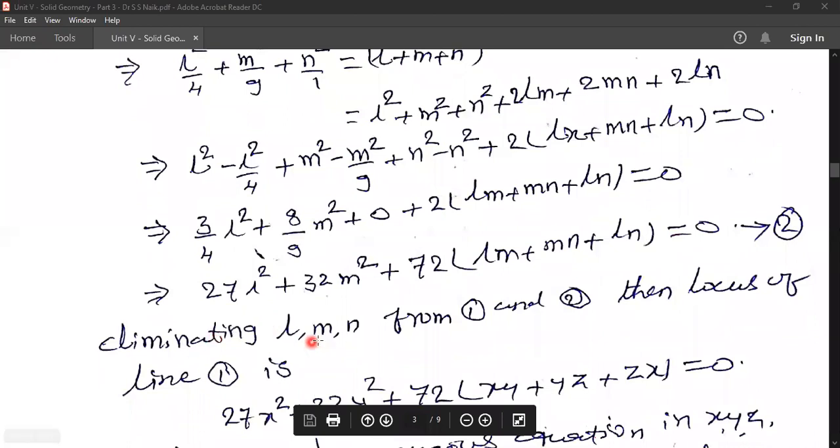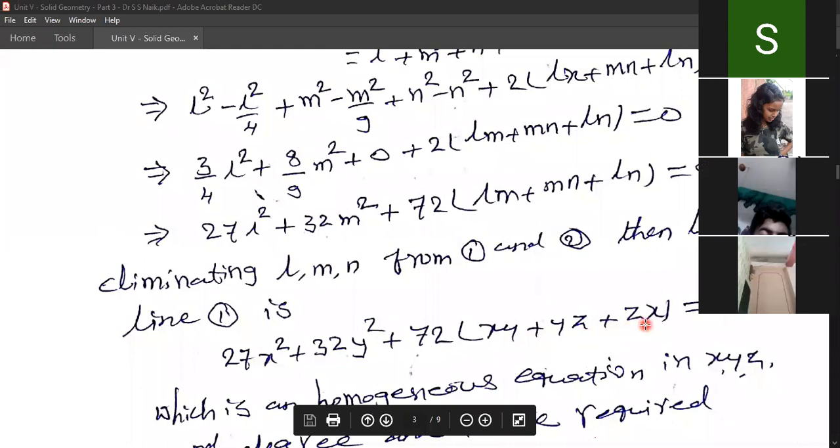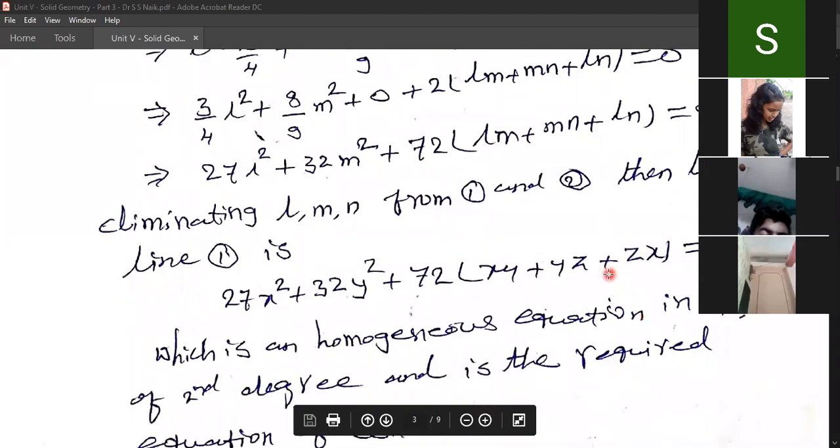Now eliminating l, m, n from 1 and 2, the locus is given by putting the values of l, m, n in terms of x, y, z. You get 27x squared + 32y squared + 72(xy + yz + zx) = 0.